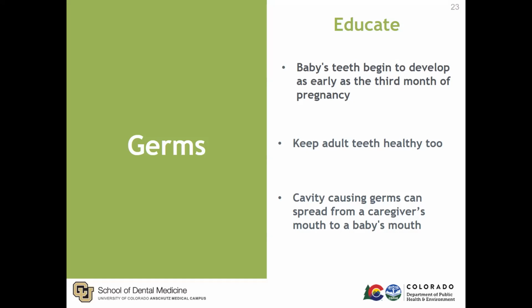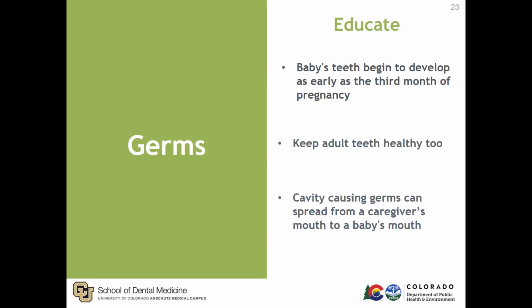Educate expectant parents that teeth begin to develop in the baby as early as the 3rd month of pregnancy. Drinking water that contains fluoride will help the baby to develop strong teeth. The pregnant patient should take care of any tooth decay to reduce cavity-causing bacteria in their mouth. A parent or caregiver can spread bacteria to the baby the same way that germs from a cold are spread.